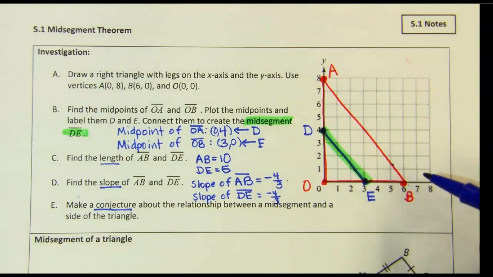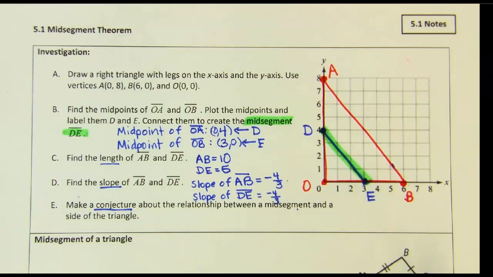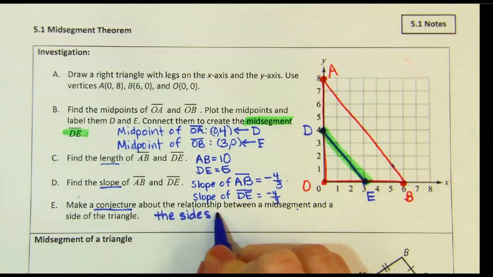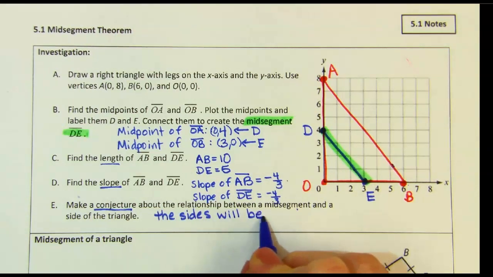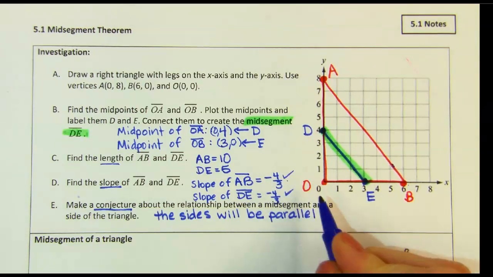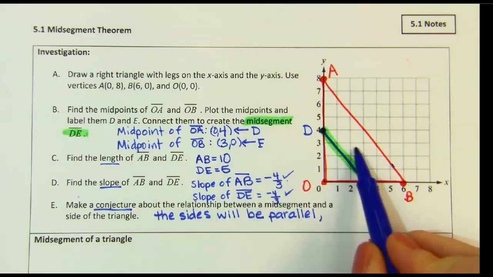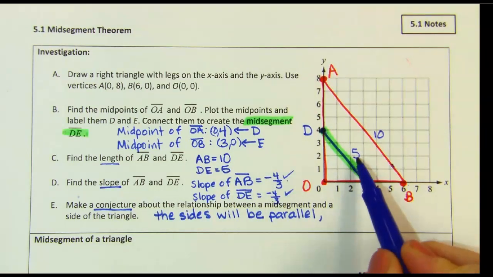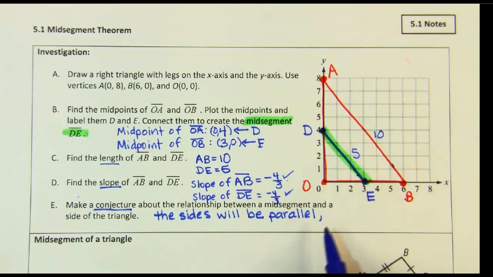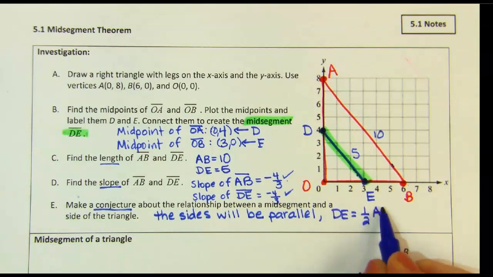So what's going to happen with this green highlight, the midsegment, and this side of the triangle? The first thing you will notice is that the sides will be parallel. If you did not make that conjecture, go ahead and write that down. The sides will be parallel. They will always have the same slopes as right here. And 5 and 10. This was 5, this was 10. Therefore, the conjecture would be that the midsegment is half of that side. So we are going to say DE is equal to 1/2 of AB.